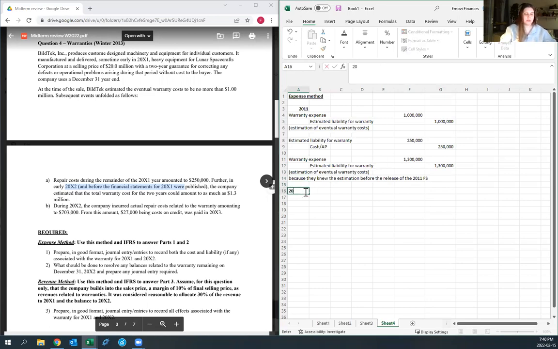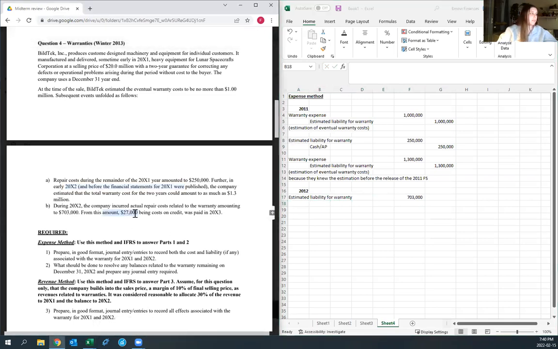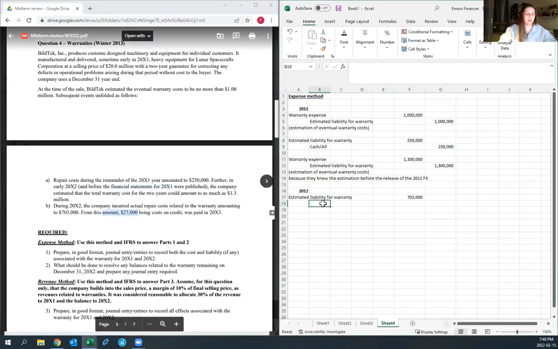For 2012, they're not going to have to record their warranty expense because they already know it. So they only have to record their actual warranty costs. And their actual warranty costs were $703,000 for the year. So this reduces our estimated liability by $703,000. Here they tell us that from that amount, there was $27,000 that were on credit, so that were in our accounts payable account. So we're going to put accounts payable, 27,000, and the balance is going to be cash.